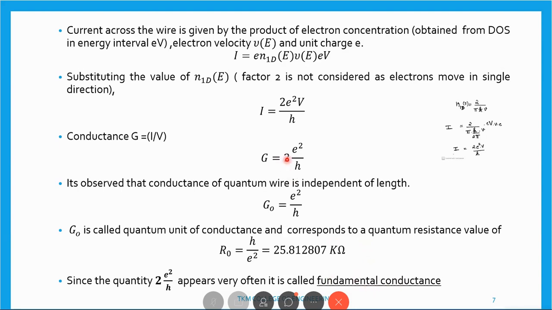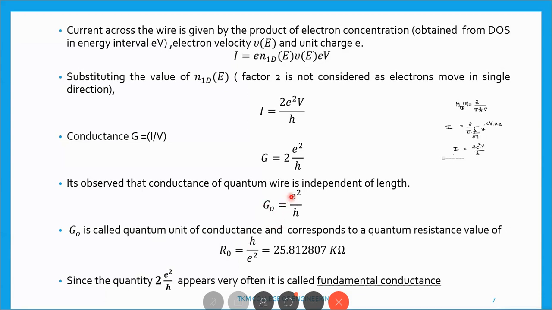2e²/h. Now, it is observed that this conductance of a quantum wire will be independent of length. In the case of quantum transport, the conductance of a quantum wire will be independent of length. But in the classical case, conductance definitely varies with length, so that is the difference between the classical case and the quantum case. Now we are finding a value G0, which is called the quantum unit of conductance.